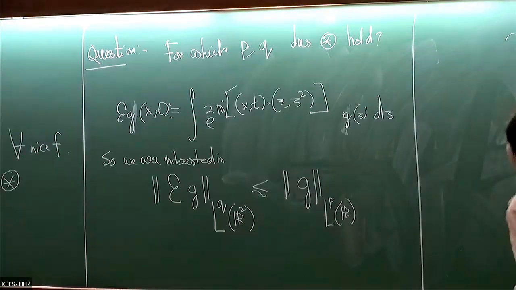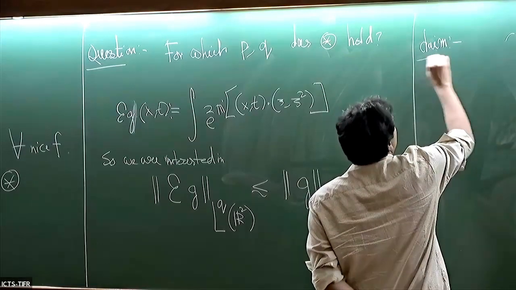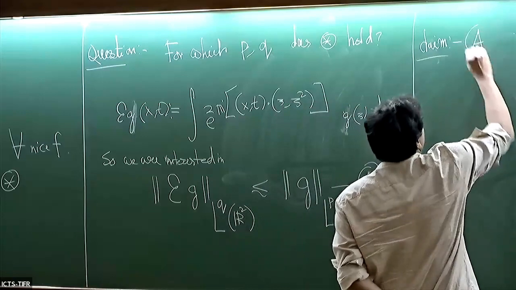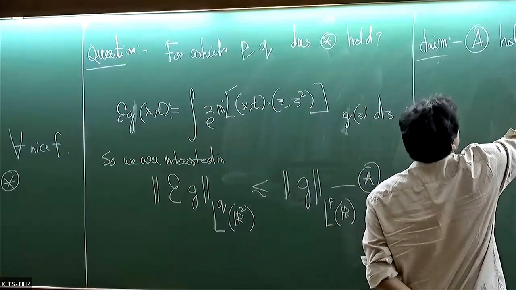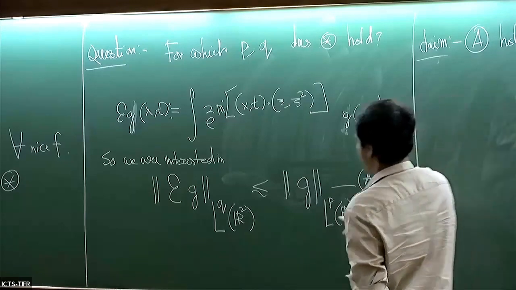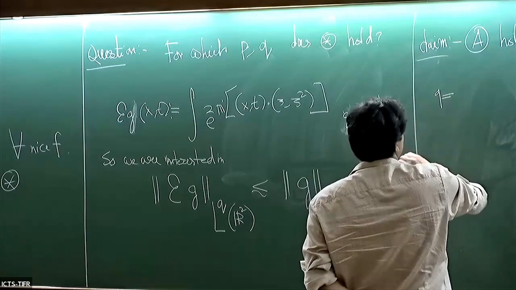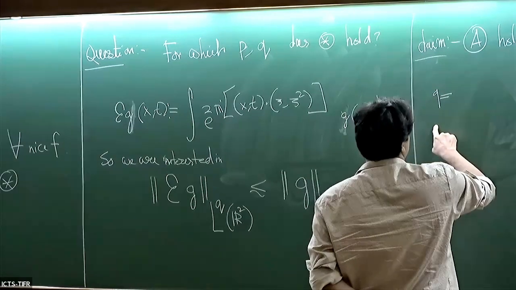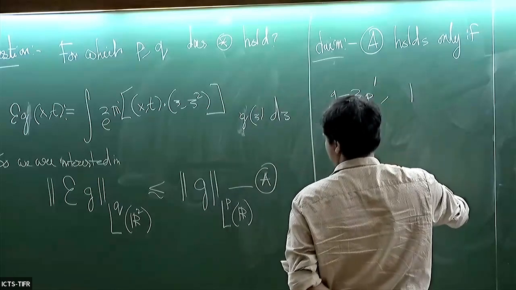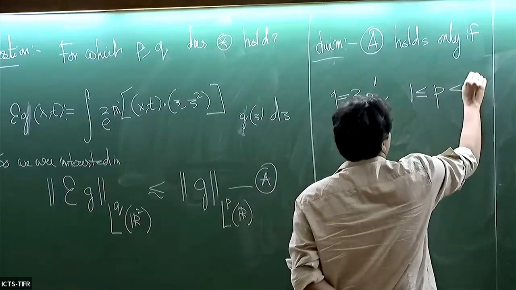Now in R2, the claim is that A holds, these are necessary conditions, only if there is a scaling condition between P and Q. So Q equals 3 times P prime, and P has to satisfy 1 less or equal to P less than 4.